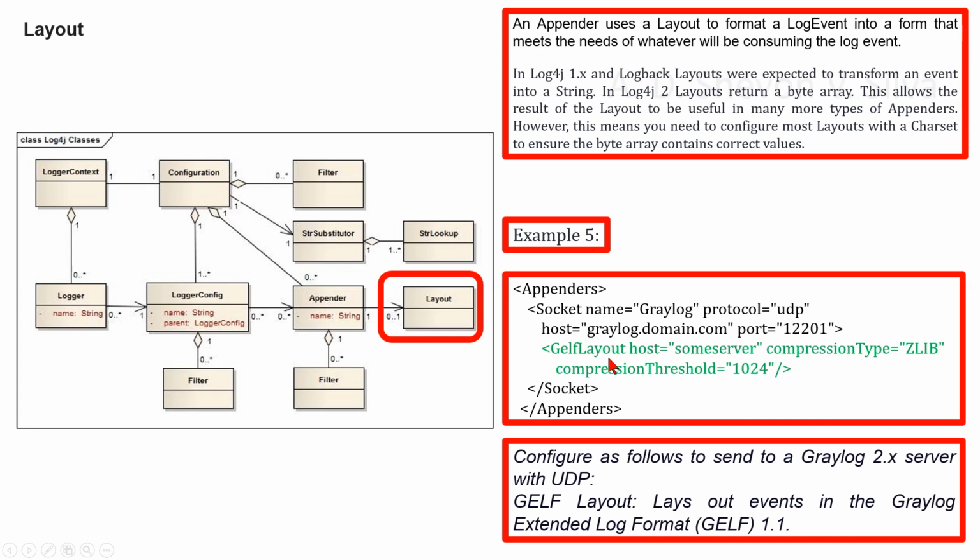GELF layout lays out events in Graylog Extended Log Format, GELF 1.1. This layout compresses JSON to gzip or zlib compression type if the log event data is larger than 1024 bytes, the compression threshold. This layout does not implement chunking.